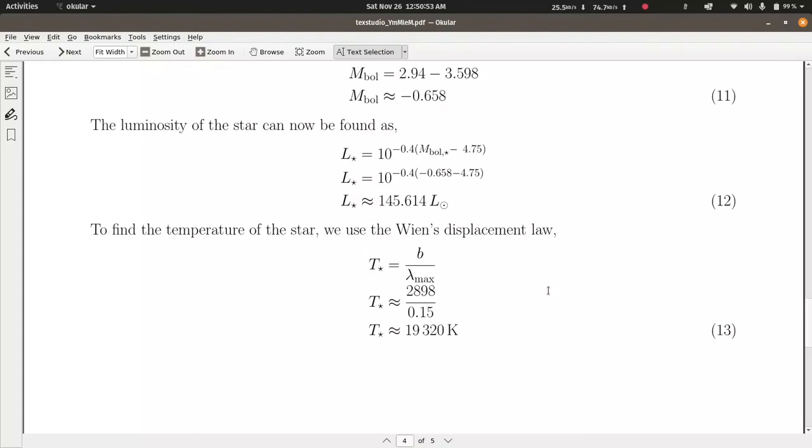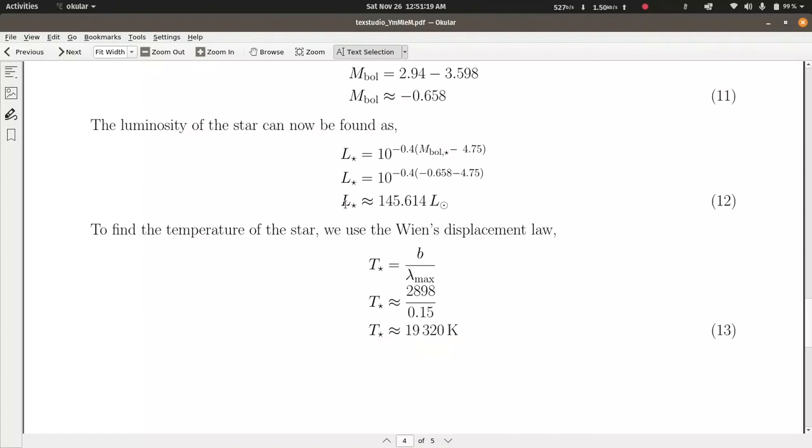Now that we have the luminosity of the star, let's find out the temperature of the star. For the temperature, we use Wien's displacement law. We plug in the values for b and lambda max. I've changed the value for b into micrometer kelvins, and also I've changed the value for lambda max from nanometers to micrometers. So the temperature comes out to be 19,320 kelvins.